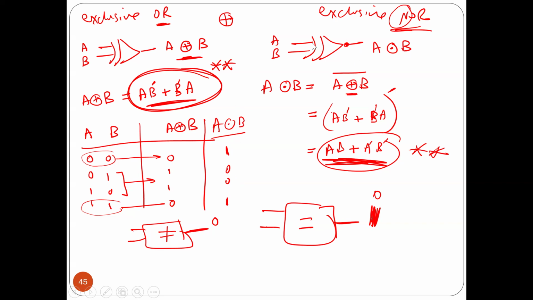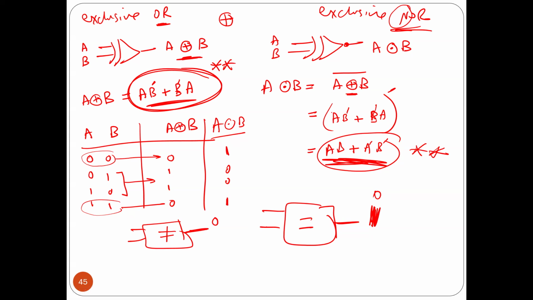Okay? You need to know this symbol here, which is for exclusive NOR. This one is actually the inversion of this one. So if you invert this one, the formula becomes AB or A prime B prime. And the way this one works is that it gives me 1 when the two inputs are equal, and gives you 0 when the two inputs are not equal.